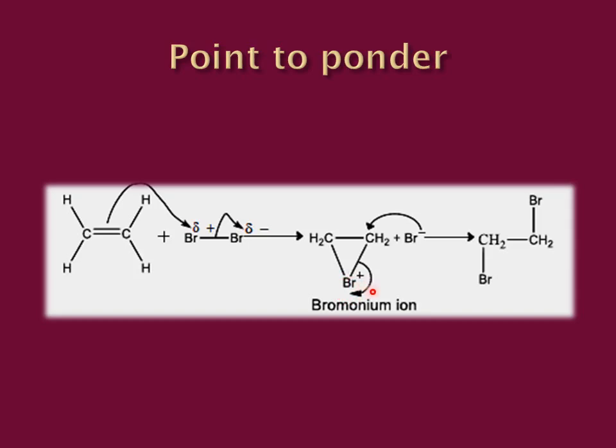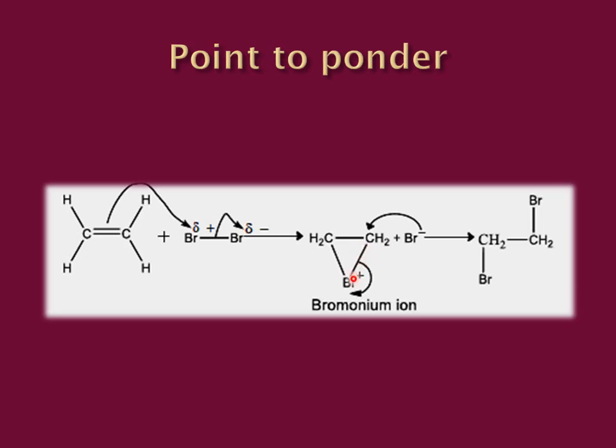But this state is unstable. It is a transition state. So the bromide ion is going to react with this CH2, breaking this bond between C and Br carrying a positive charge, to give its lone pair back and stabilize it.